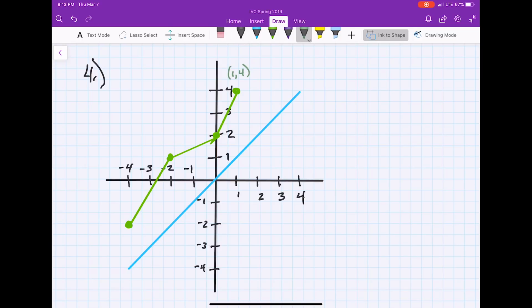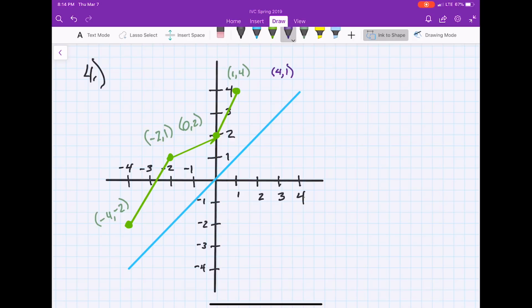So really, we just need to look at these 4 points, which is (1, 4), (0, 2), (-2, 1), and (-4, -2). To find the inverse, we basically just switch the x and the y values around. So for (1, 4), we just switch it to be (4, 1). I'll use this blue here. So this one switches to (4, 1).